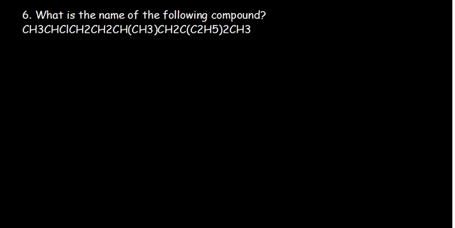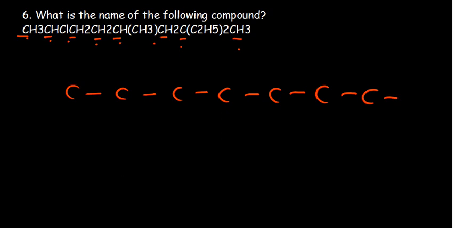So let's draw that. How is it going to come out? Let's count the number of carbon atoms. So we have 1, 2, 3, 4, 5, 6, 7, 8. I've left out the ones in brackets because those are substituents. So 1, 2, 3, 4, 5, 6, 7, 8.